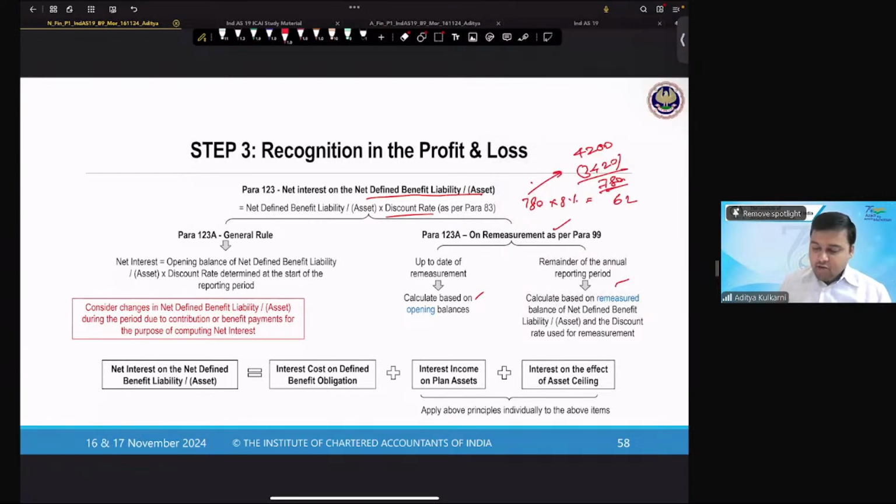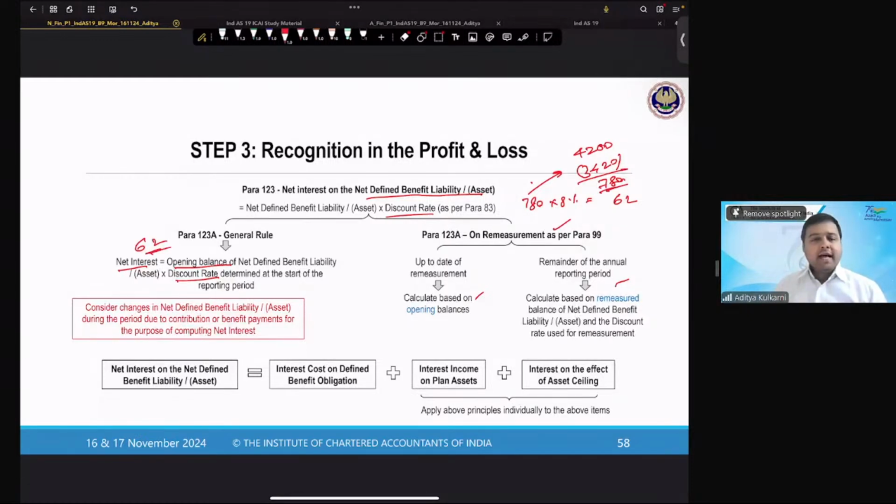So the general rule, what the standard says, is net interest is equal to the opening balance. Opening balance was 780 multiplied by the discount rate. 8% was given. That comes to 62. So 62 was our case.